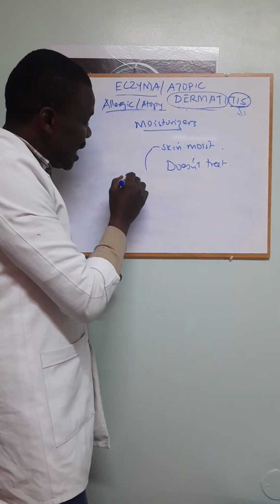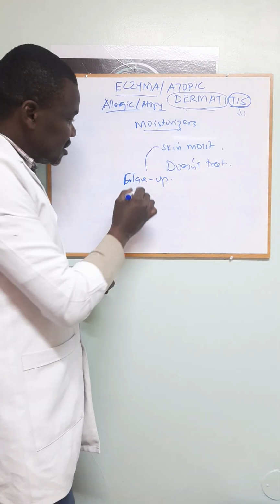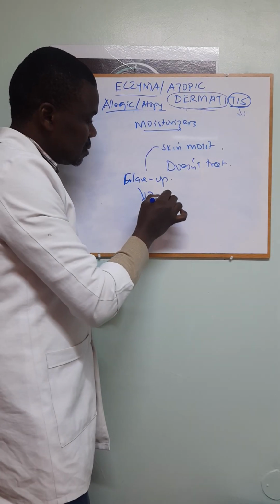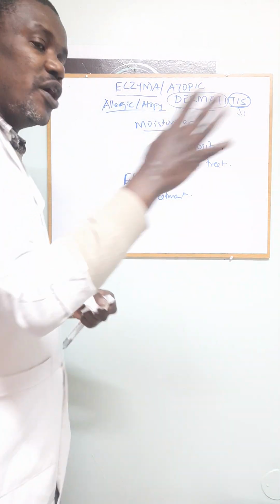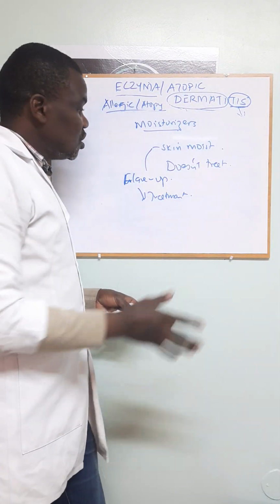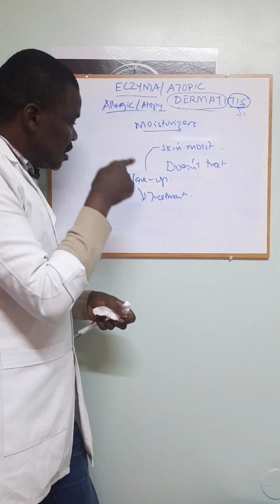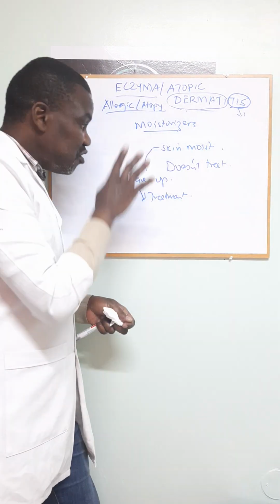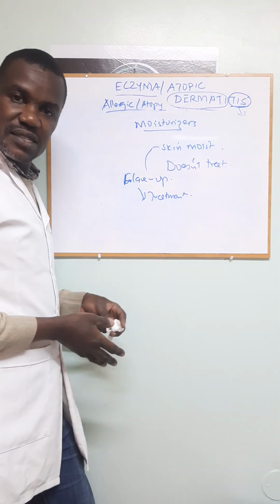Whenever there is a flare-up, that child will require treatment. Because one characteristic of eczema is this pattern of going, coming back, resurfacing, disappearing. So whenever the eczema is back and the symptoms are there, it will require treatment. Once that flare-up has disappeared, then you continue with your moisturizers to moisten the skin.